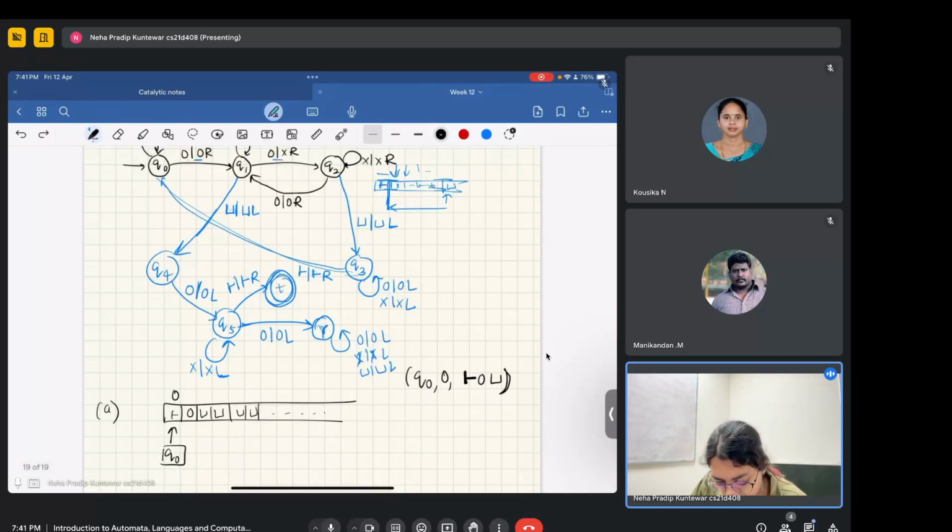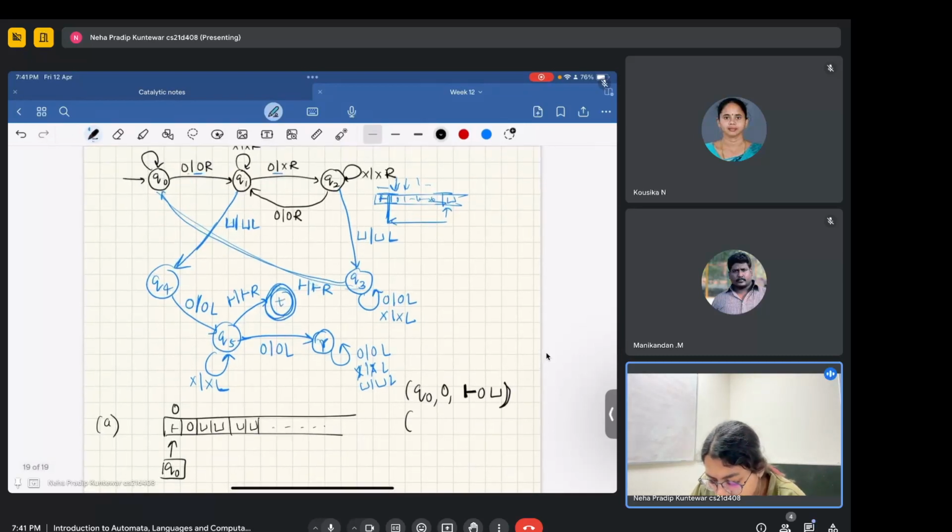So from q0, if you see a 0, then it says that you should go to the right. So it goes to the right, which is here. So it is on the first cell, and the state that we are in is q1 because this is the transition we are looking at. So it goes to the state q1.